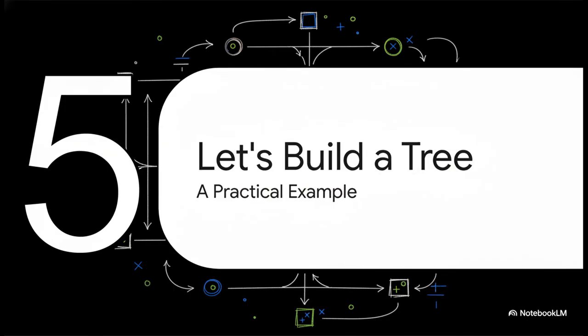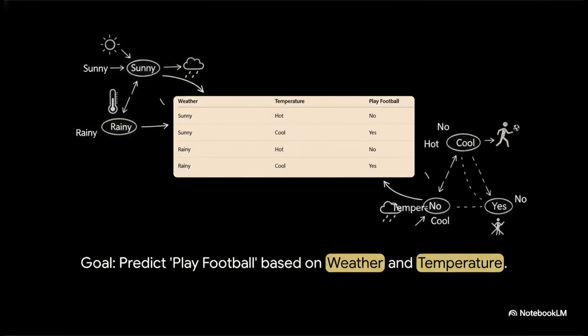Okay, that's enough theory for now. Let's make this stuff real. We're going to build a decision tree from scratch using a super simple example. All right, here's our tiny little data set. We've only got two features to worry about, the weather and the temperature. And our goal is simple: predict the outcome. Are we going to play football?